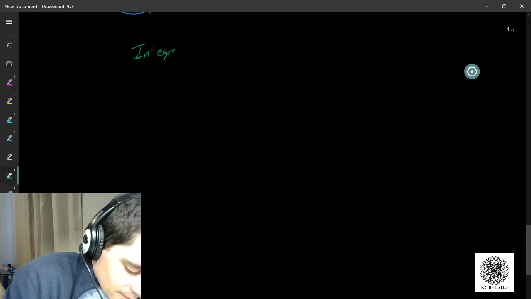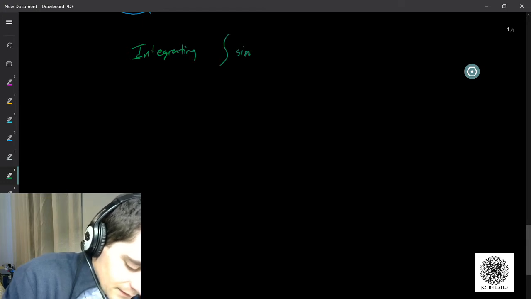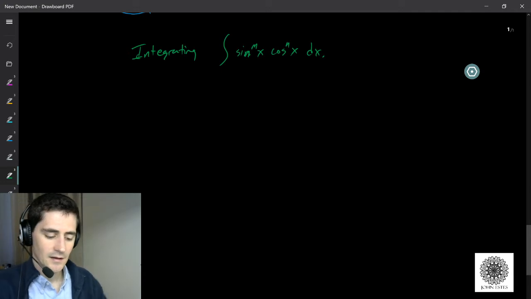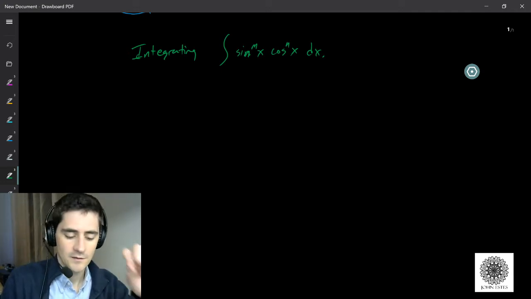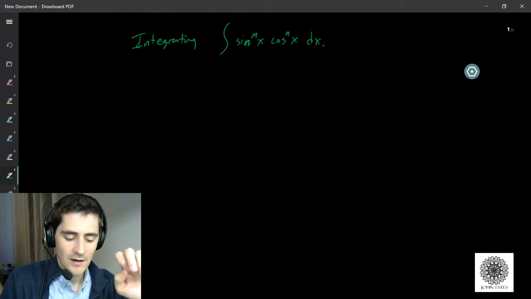Integrating sine to the mx power cosine to the nx power dx. All right, so sine mx times cosine nx. Now we have options here.